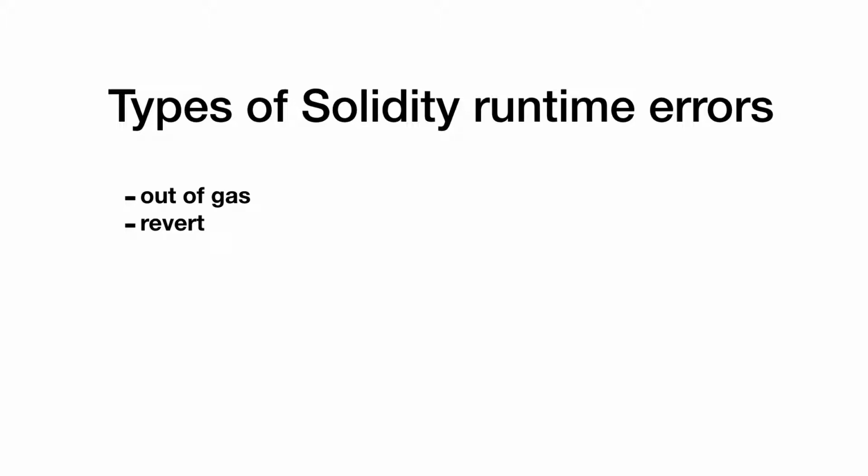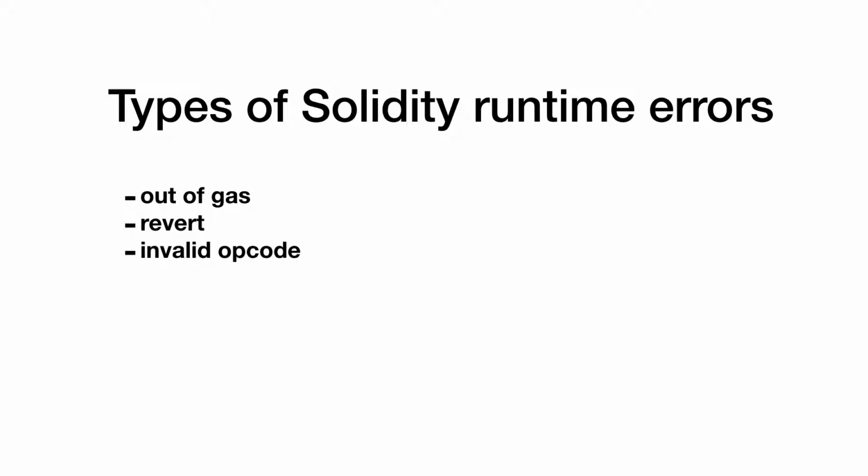Next, we have the revert error. Revert is an opcode of the Ethereum virtual machine that is triggered by a programming language like Solidity to indicate to the Ethereum virtual machine that there is a problem and the transaction must stop. I will also explain this in more detail in another video of this course.